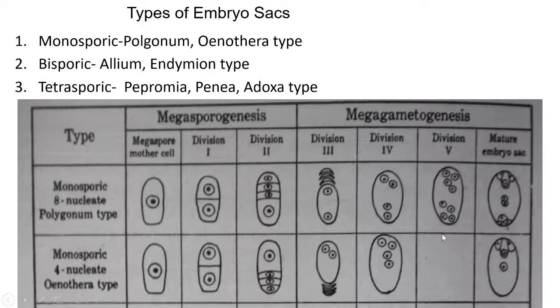Among the Polygonum and Oenothera types, the Polygonum type is a common feature in angiosperms. Each nucleus of the dyad further divides by mitotic division to give rise to the chalazal tetrad and micropylar tetrad, and they get organized in this manner.